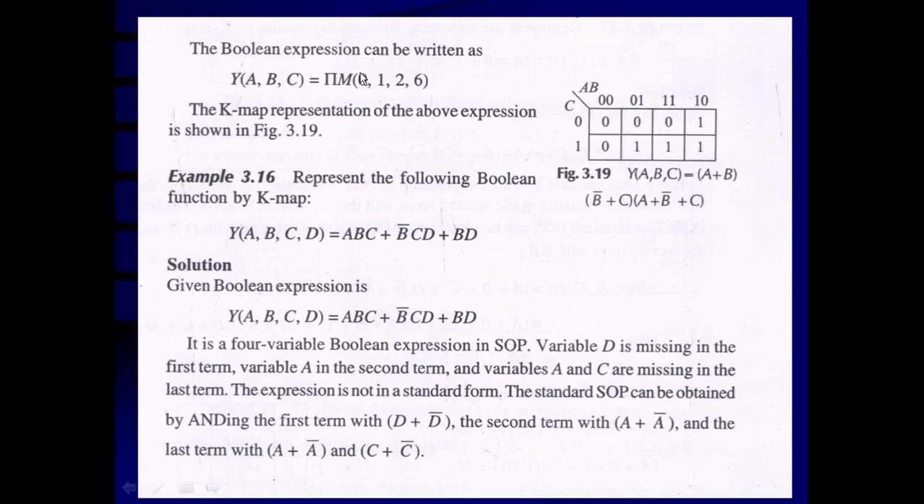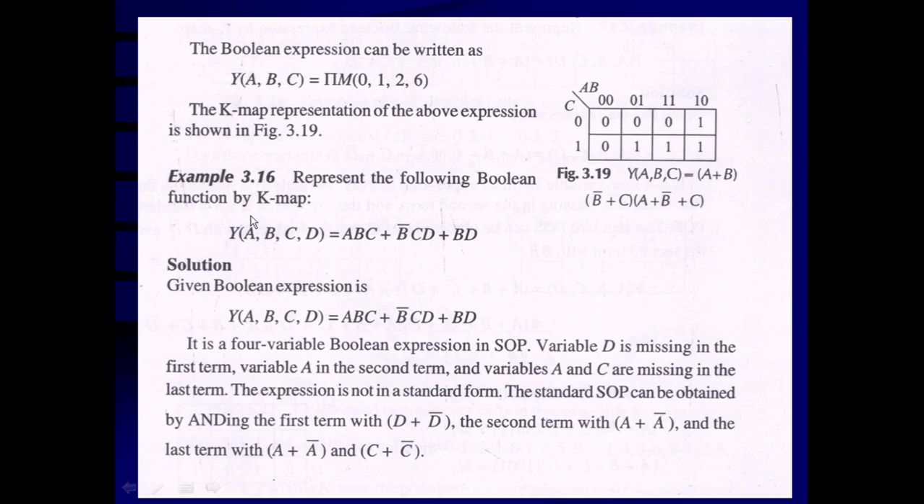So these are the locations 0, 1, 2, 6. You are going to substitute 0, and the remaining space you are going to fill with 1s. That way, the product of sums form equations can be represented in the Karnaugh map. Now, some examples related to this.